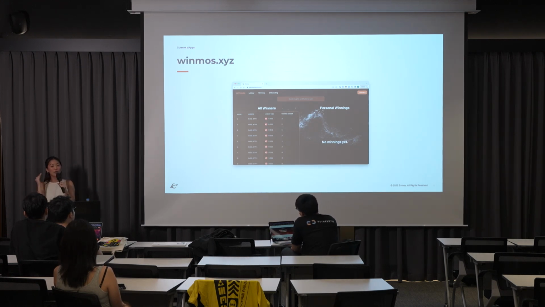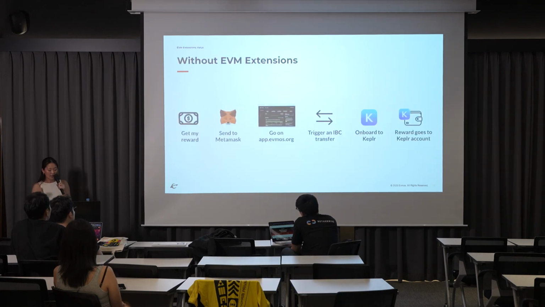What does this look like without EVM extensions? It's actually what you would imagine. I would get my reward, I would get it sent to my MetaMask account. I would go on the Evmos dashboard, I would trigger an IBC transfer from the dashboard.